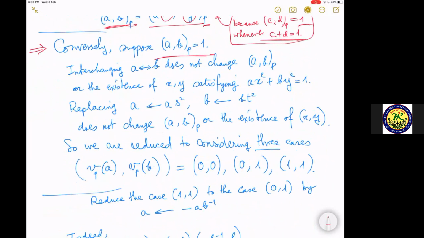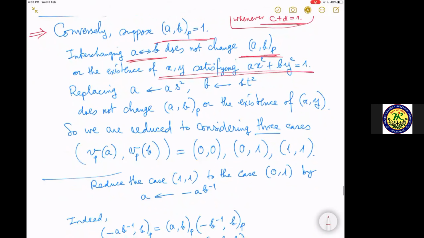Okay, so before we do it, there's one simplification, which is that if I interchange x and a and b, I don't change the value of ab, because this Hilbert symbol is symmetric. Similarly, I don't change the fact whether this equation has a solution or not. Similarly, I can multiply a and b by squares without changing either the Hilbert symbol or the existence of solution xy to this equation.